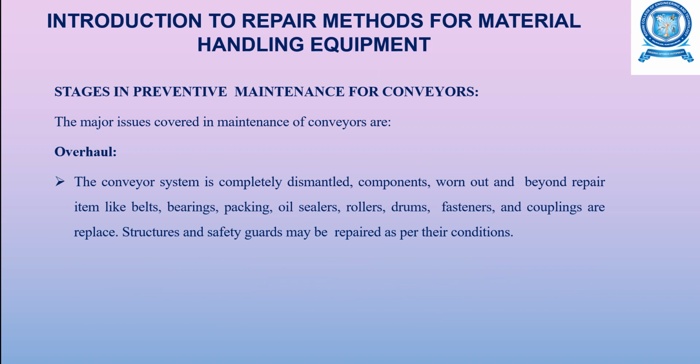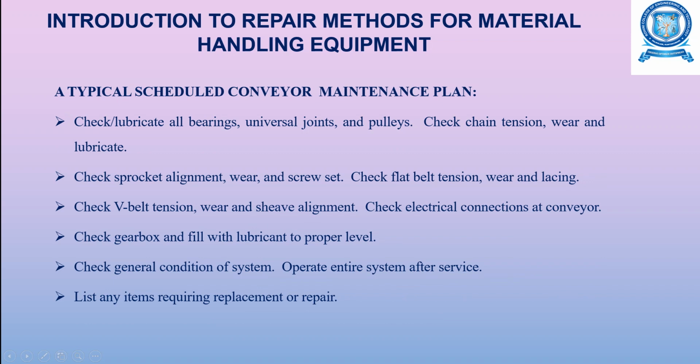So the final stage in preventive maintenance for conveyors is overhaul. Here the conveyor system is dismantled completely, and the components worn out and beyond repair, like bearings, packing, belts, oil seals, rollers, drums, fasteners, and couplings, should be replaced. And the structures and safety guards may be repaired as per the conditions.